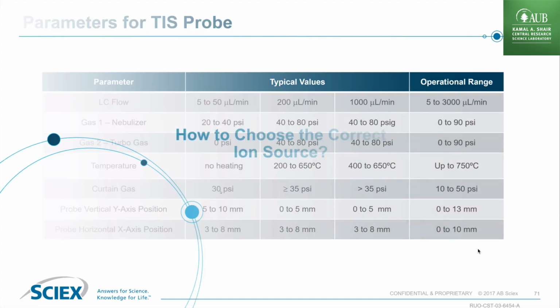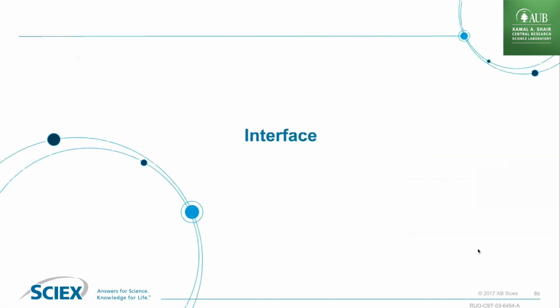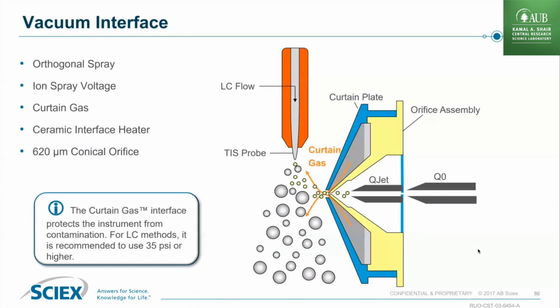The curtain gas is your safety. The curtain gas is keeping your instrument clean. So the rule is you really want to use the highest curtain gas that you can in order to keep this region as clean as possible. So that's how the interface is working.